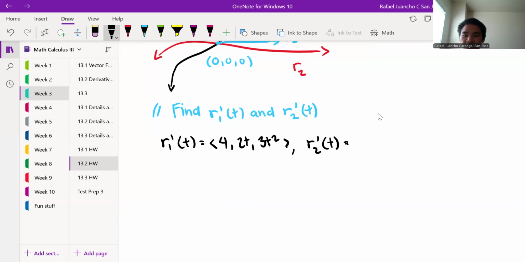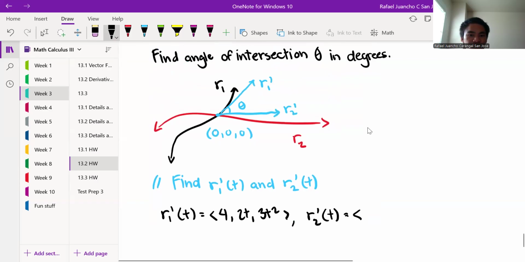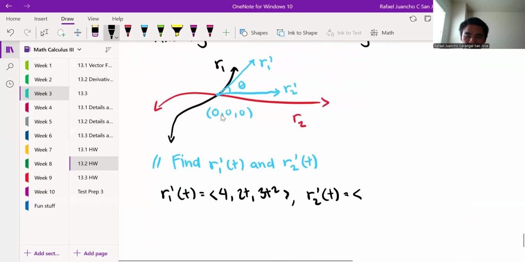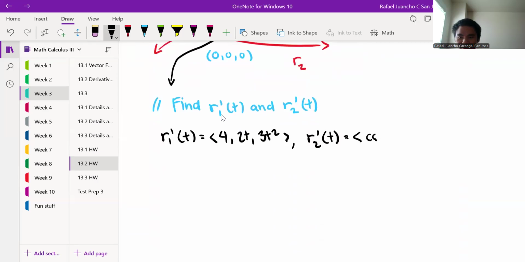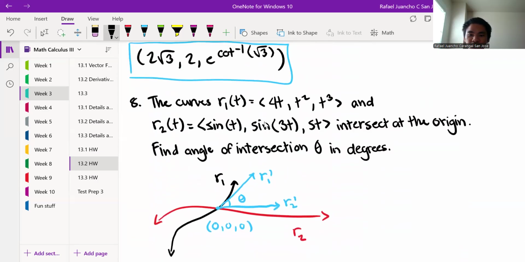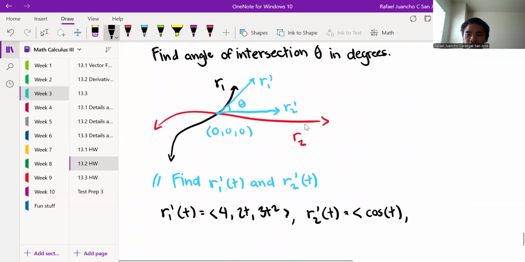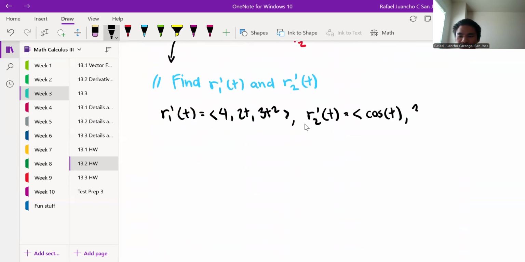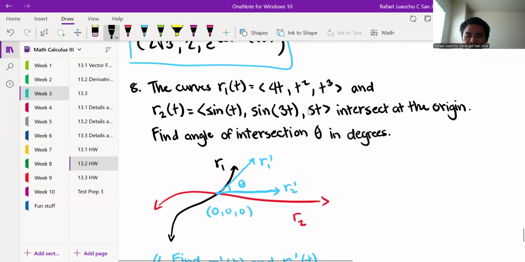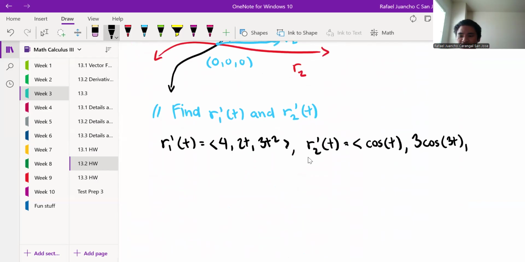Here, r2 prime, so sine t, that's going to be cosine of t. I'm going to do it quickly. Sine 3t, that's 3 cosine 3t. So I did the chain rule there. And what's this? 5t, right? I think it was 5t. Yeah, so 5t, that's just 5.